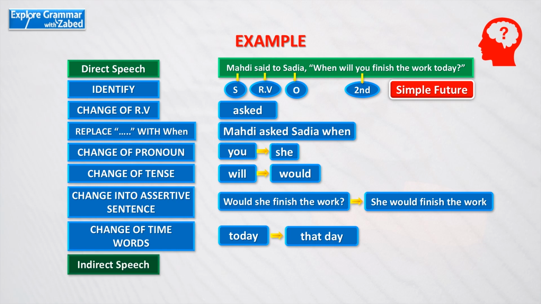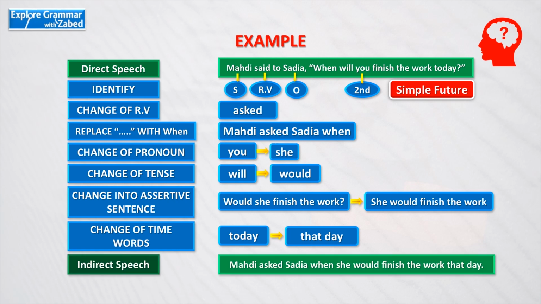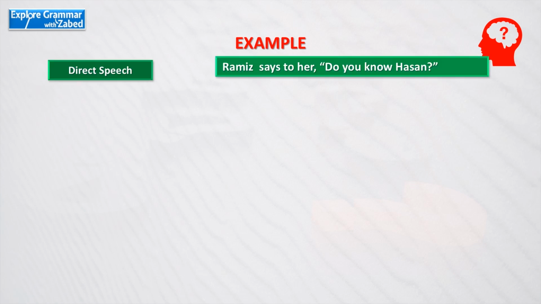At last, the indirect speech looks like Mahdi asked Sadia when she would finish the work that day. Let's look into the next example. Ramiz says to her, do you know Hassan?